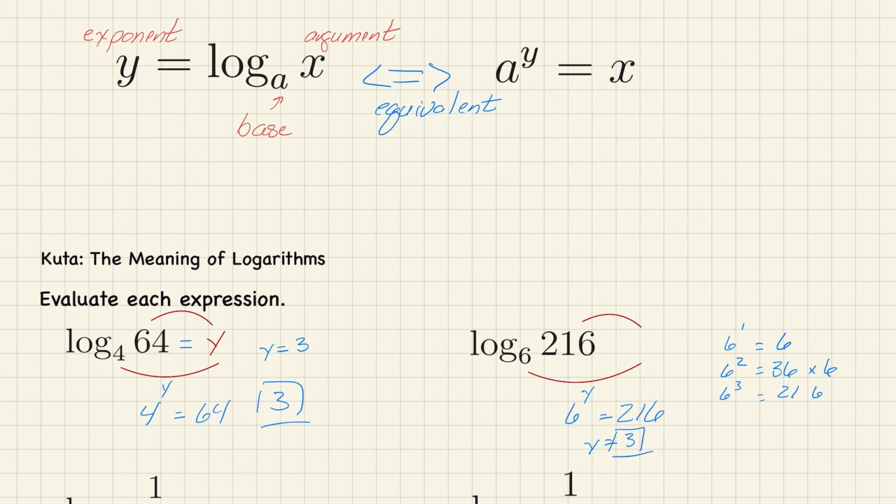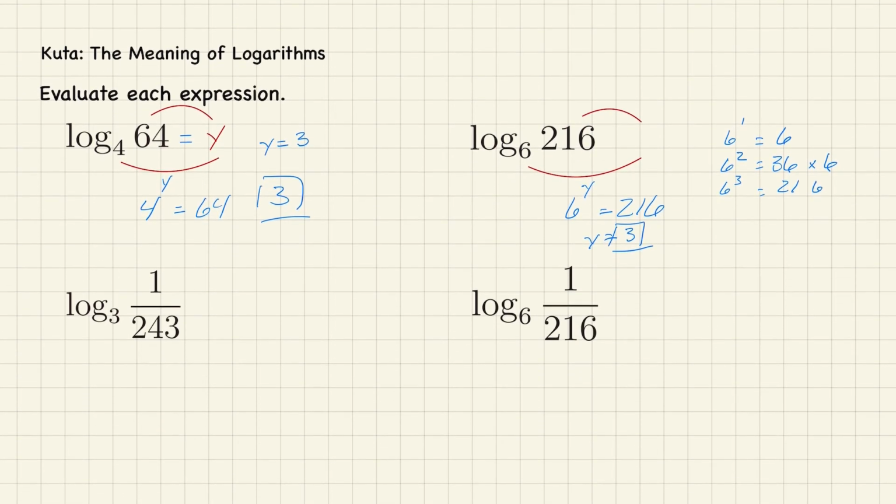We have 2 more down here that we're going to do. 3 raised to what power gives us 1 over 243, okay? Well, let's see. Right now, what I'm going to do is I'm actually going to ignore the fact that 243 is in the denominator.